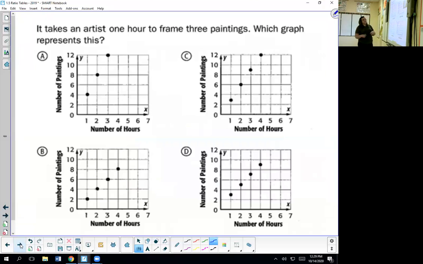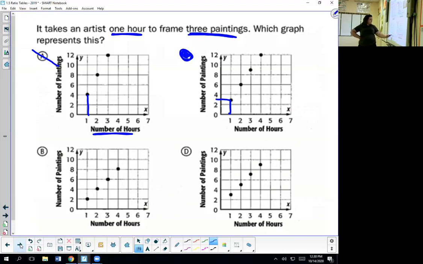And this will be the last one. We got to pick the right graph. So it says it takes an artist 1 hour to frame 3 paintings. Which graph represents this? Okay, so we want 1 hour. So here's the number of hours, has to be 3. So is this at 1, 3? No. Is this at 1 hour is 3 paintings? Yes. Let me prove to you the other ones are not true.